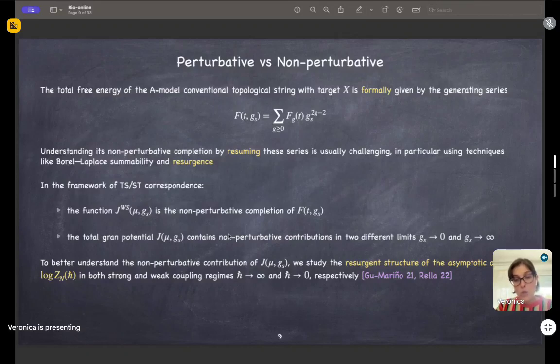And this approach of studying the resurgence structure of these fermionic traces was initiated by Jie Gu and Marcos Mariño a couple of years ago, and then also by Claudia Rella in the examples of local P2 and local F0. Now you see that here I'm talking about the limit at infinity and at 0, because these are inverse with respect to the limit in g_s.